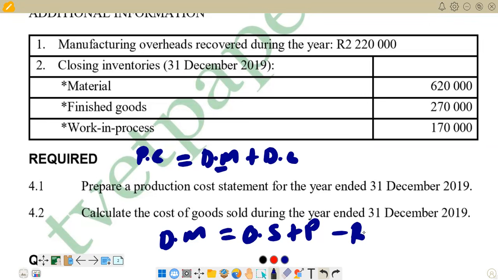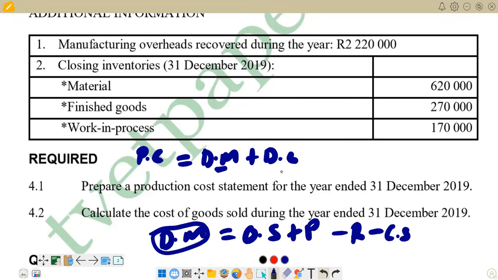But in most questions we don't have those, and then we subtract the returns, and then we also subtract the closing stock of material. Then we get the figure for direct material. Remember, we'll be looking for the figure for direct material of materials that have been issued to production and they have been used. So material used now becomes a cost. So they will come here as direct material.